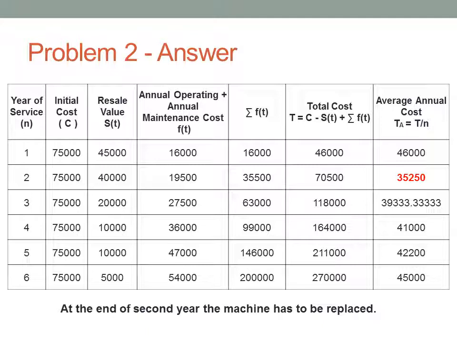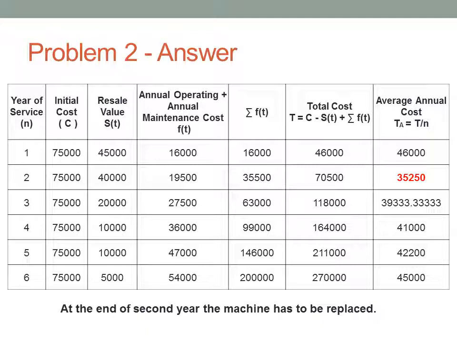Now let's see how to solve this problem. In the first column we have the year of service. The second column is the initial cost, that is 75,000, the same across the number of years. The third one is the resale value s of t, which is also given in the question, so we have put it here. The fourth column is the annual operating plus annual maintenance cost. There are two different costs given here, so we have to add both these costs and put it under f of t. So we have added both costs and put it here.